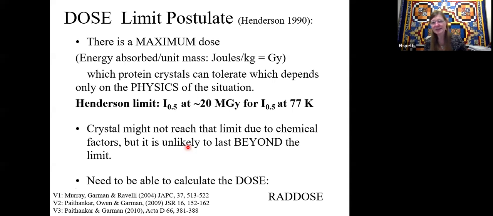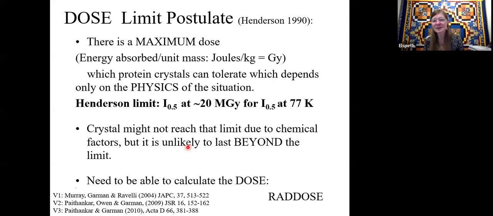Now, I went to see Richard Henderson before we actually tried to publish our experiment where we'd measured it. And he said, "Oh, what do you get? What do you get for the limit?" And I said, "Oh, I'm really sorry, Richard. We got 43 megagray, not 20." And he said, "Oh, thank goodness. I thought I'd be a factor of 10 out." So that was fine, and it was calculated.